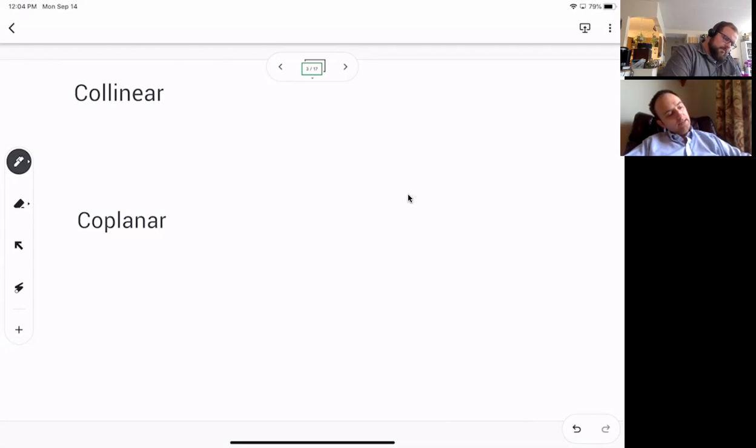All right, so you'd have a line. Oh, yeah, let me try. There we go. A line. And then you'd have some points along that line. So those points are collinear.